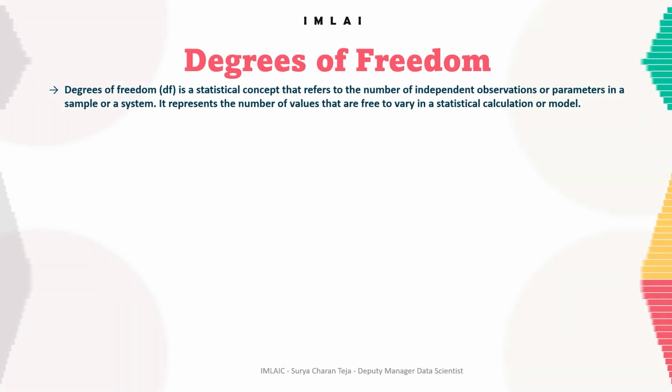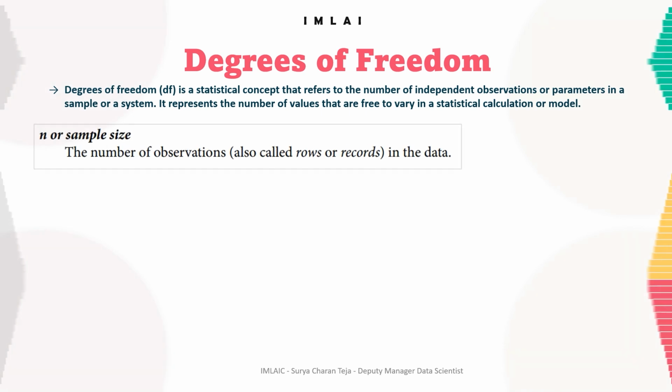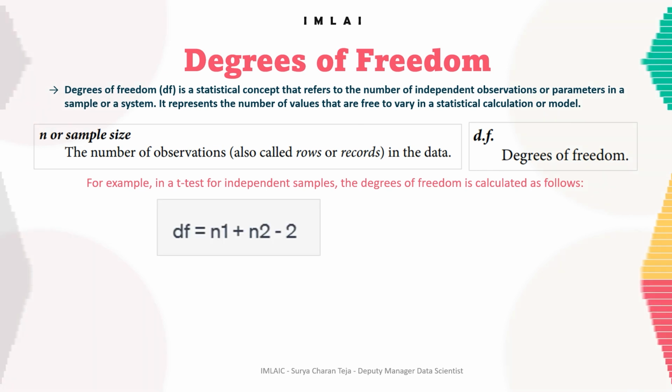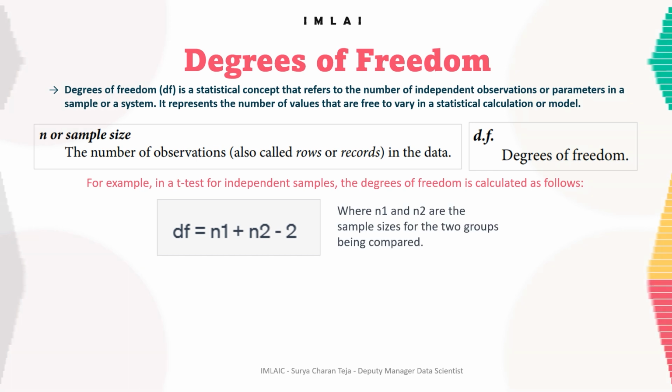In the context of hypothesis testing, degrees of freedom are used in calculating test statistics such as the t-test and the f-test. The degrees of freedom for a test depend on the sample size and the number of parameters estimated in the statistical model. For example, in a t-test for independent samples, the degrees of freedom is calculated as df equals n1 plus n2 minus 2, where n1 and n2 are the sample sizes for the two groups being compared.